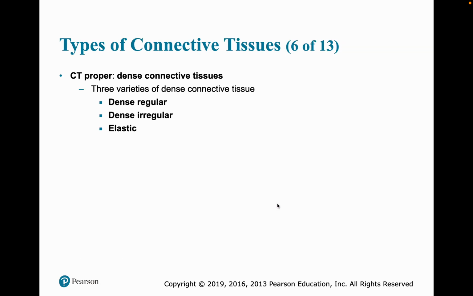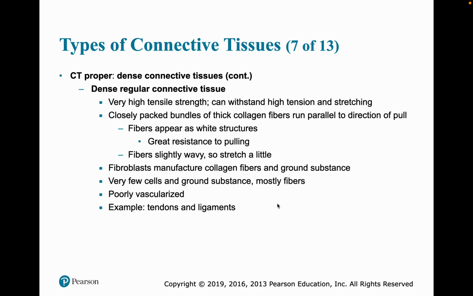The dense connective tissues are dense regular, dense irregular, and elastic. Dense regular has a very high tensile strength. It can withstand tension and stretching. It's closely packed bundles of thick collagen fibers that run parallel to the direction of pull. The fibers appear white. Even when you look at them grossly, they have a great resistance to pulling. The fibers are slightly wavy, so there's a little bit of stretch to them.